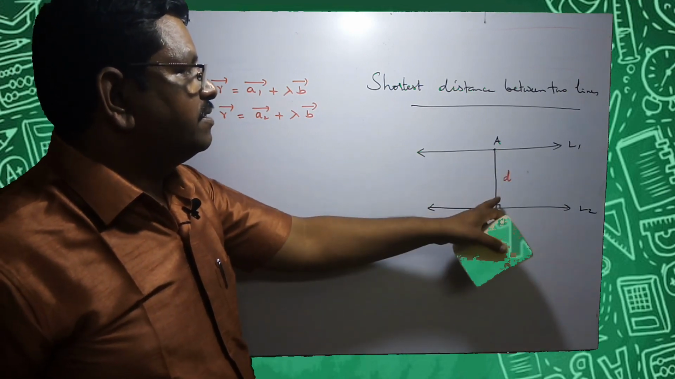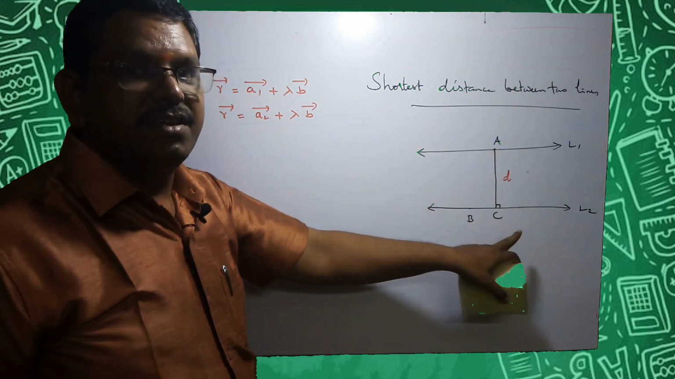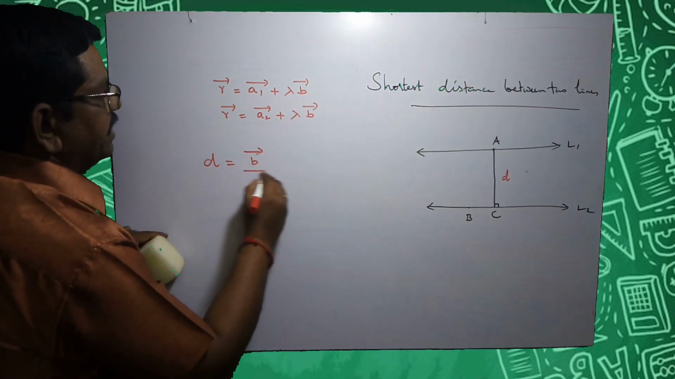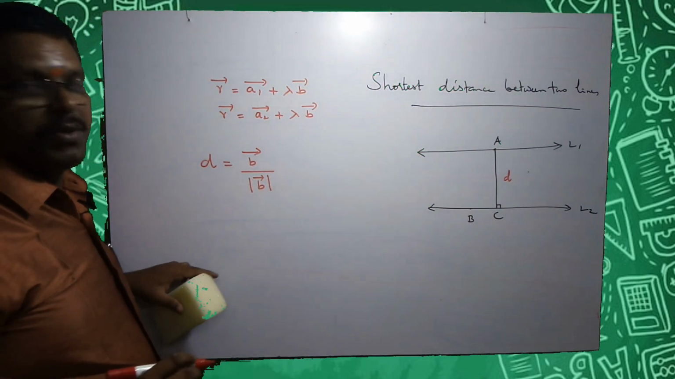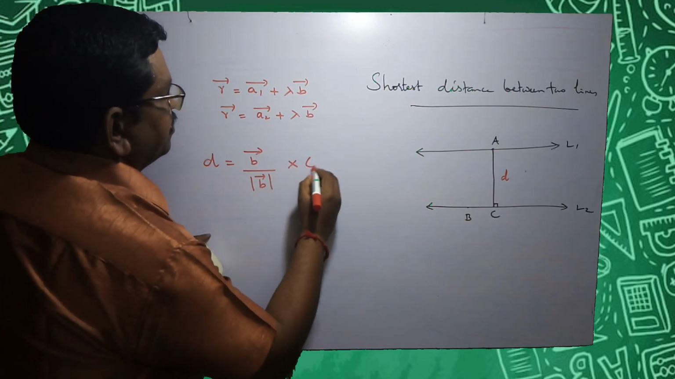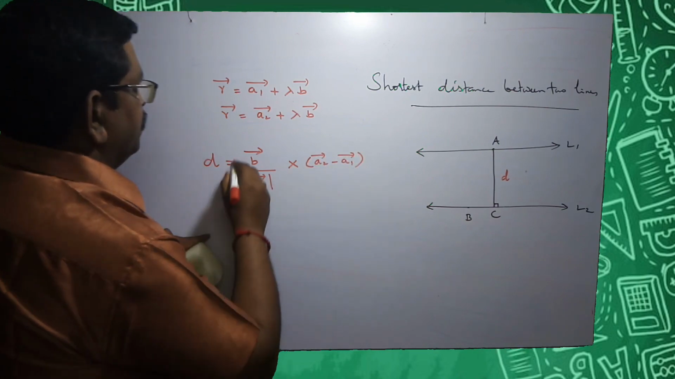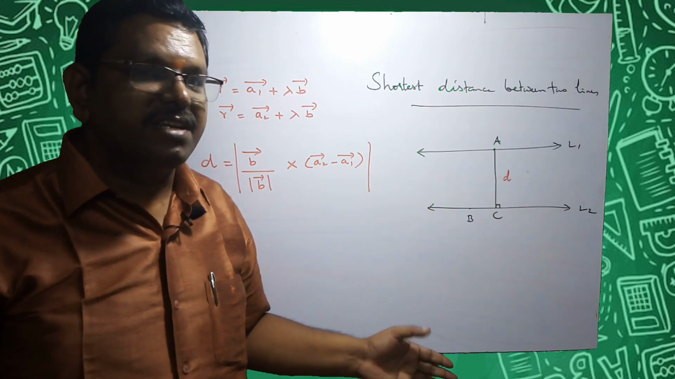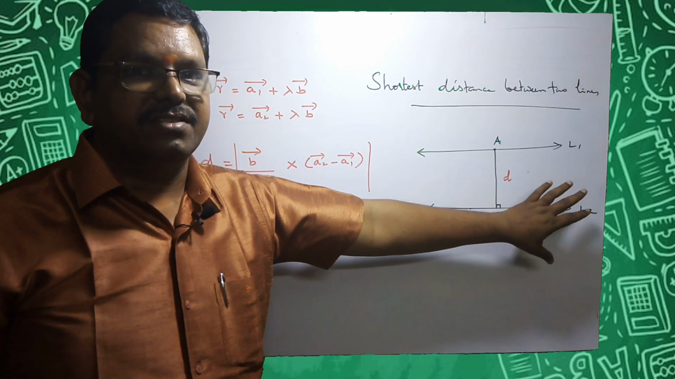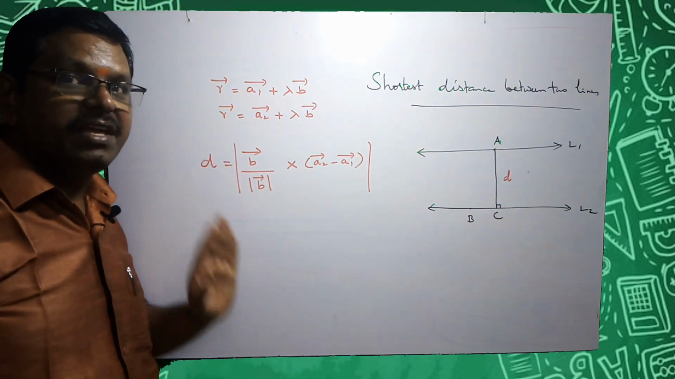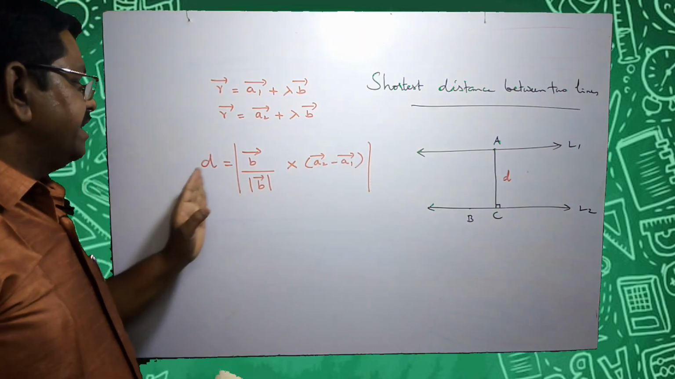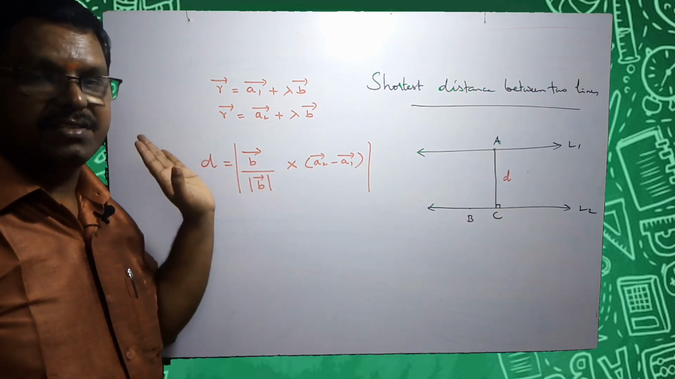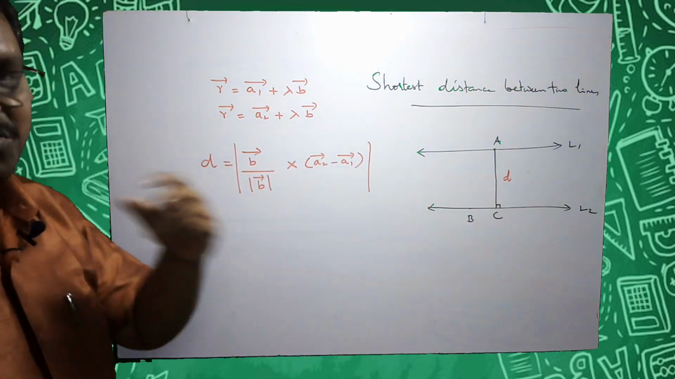Now the formula for finding the shortest distance between two parallel lines will be changed as d is equal to, here this is the parallel vector, so b vector divided by its modulus. Here it is not dot product, it is cross product, a2 minus a1. So our new formula: if two straight lines are parallel, the shortest distance between them is the perpendicular distance between the two straight lines. The formula is d, it is not a vector, it is only a scalar, a value. The shortest distance between the two lines, d, is equal to modulus of b vector cross a2 minus a1 vectors, divided by modulus of b vector. In this way, we can find the shortest distance between any two lines.